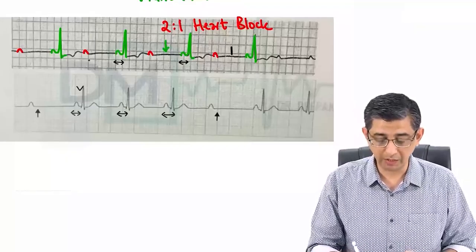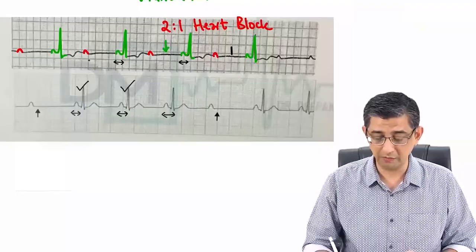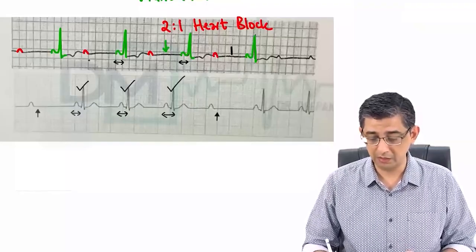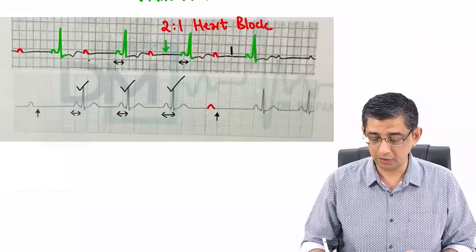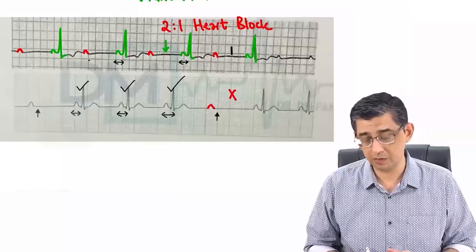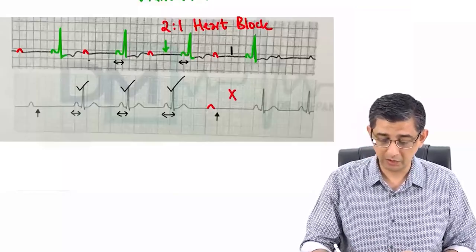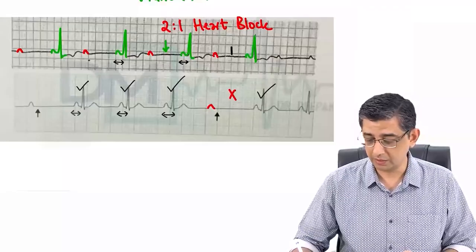So I am saying conducted, mark my words there: conducted wave, conducted wave, conducted wave. Then there is a P wave which is occurring in this case that I marked in red, and this is not conducted inferiorly. That is why there was a missed beat. Again, I'm highlighting that there are a couple of waves which are going to be conducted.